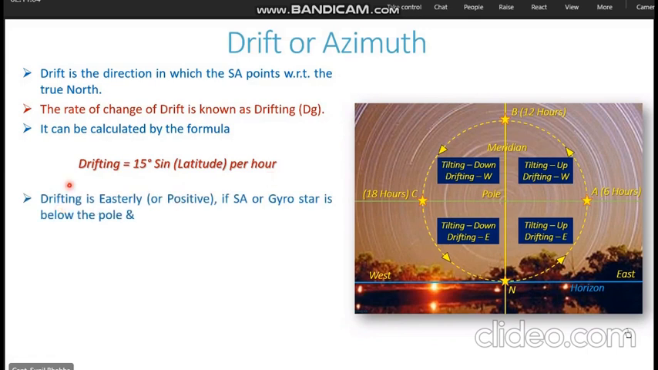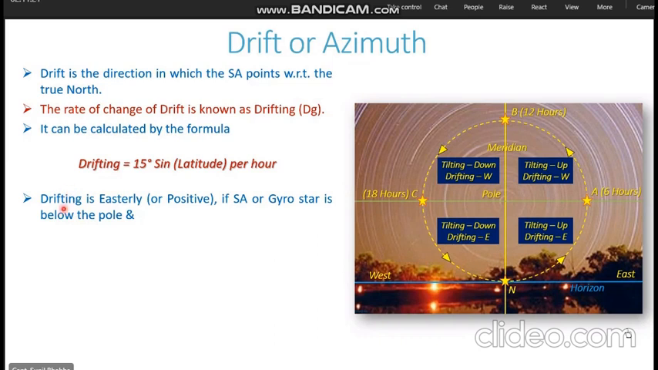Now the formula is going to give us the magnitude of drifting. That means in 1 hour, how much is the azimuth of the gyro star going to change, or how much is the drift or direction of the spin axis going to change.